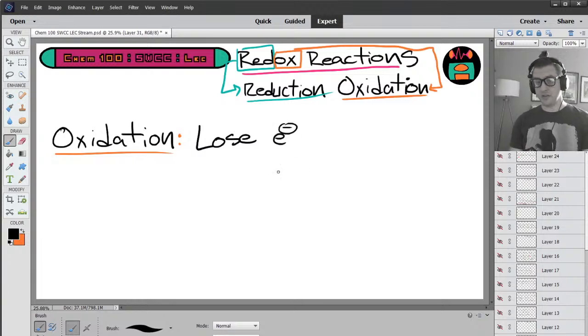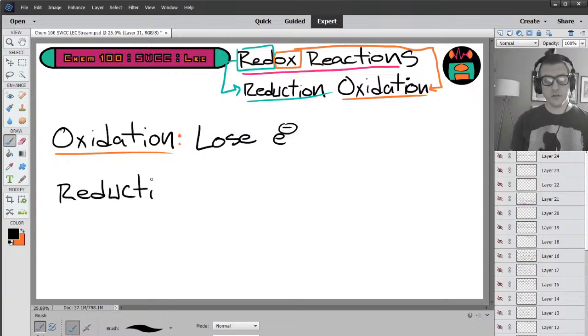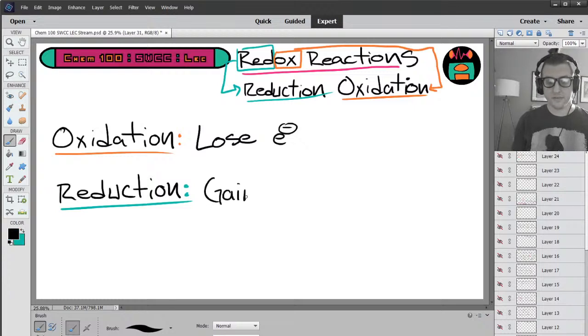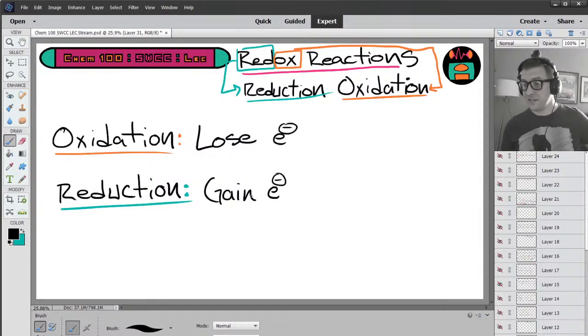Losing electrons is oxidation. Reduction is the opposite process. Reduction happens when you gain electrons. All right? That is what reduction is every time. It's gaining electrons. What oxidation is every time is losing electrons. There's a bunch of acronyms that you can use to remember what oxidation and reduction is.